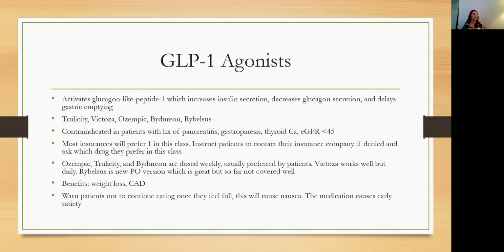The benefits of these are weight loss, and they have a cardioprotective component to them, so they can help protect you from coronary artery disease. When you're starting these, warn patients that after they start the medication, when they're eating, don't push past the feeling of fullness, because that's when they start to feel nausea. That's usually the most noticeable side effect with these. It's not super common. Honestly, most of my patients tolerate it really well, but if they overeat, that's when they're going to have problems with these.